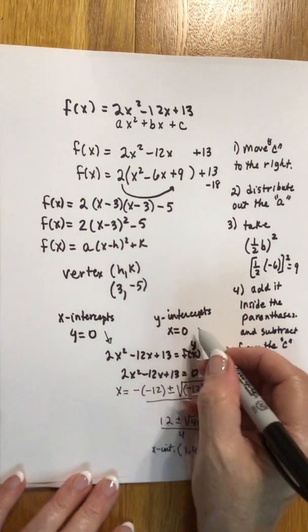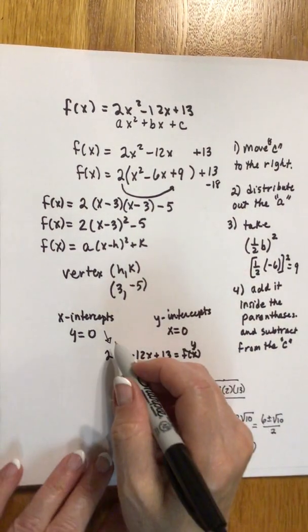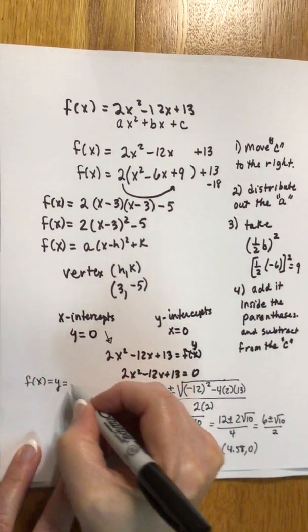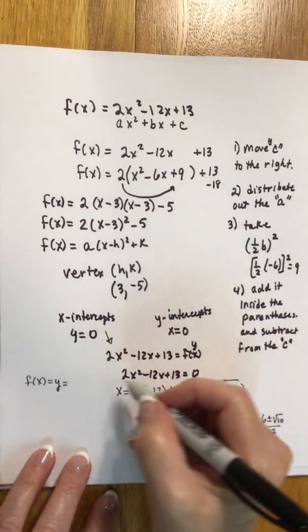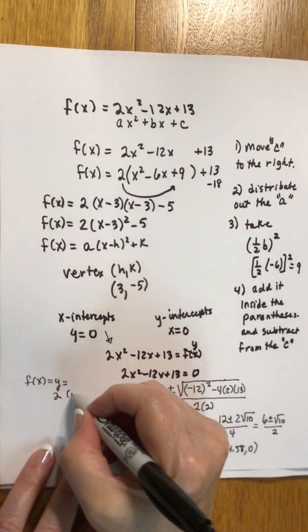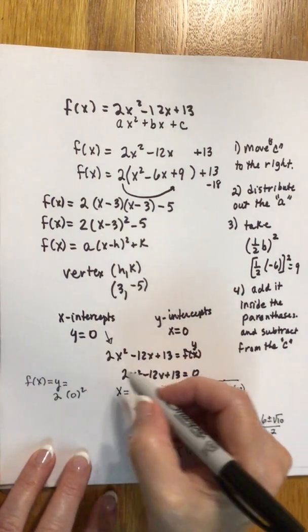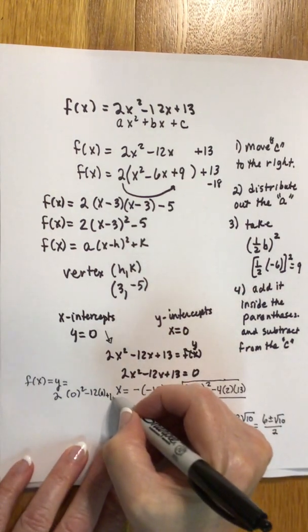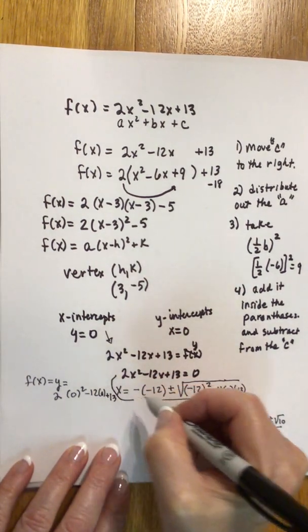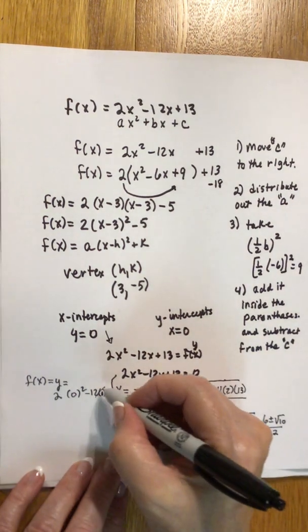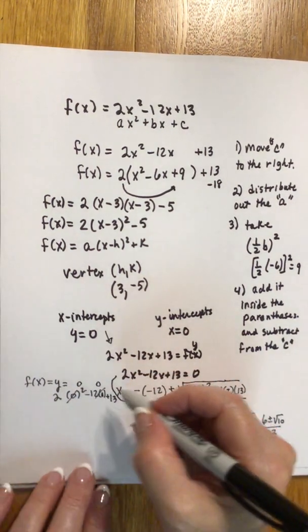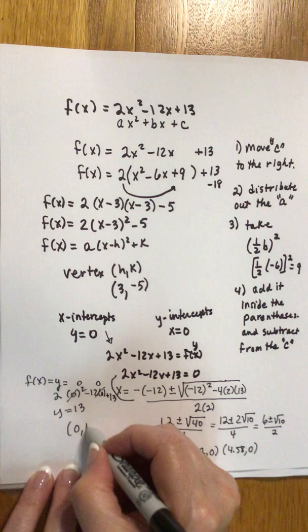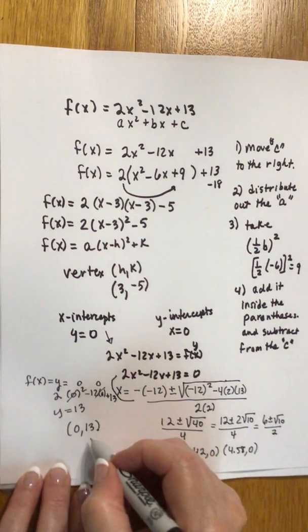Now, looking at the original equation again, this time it's even easier, because if I'm trying to find the y-intercept, then I let all the x's be 0. So I'm going to have f of x, or y, equals 2 times 0 squared, because I'm plugging in for x, minus 12 times 0, plus 13. This is going to be 0, this is going to be 0, so I get y equals 13. So where it crosses the y-axis is going to be (0, 13). So this is my y-intercept.